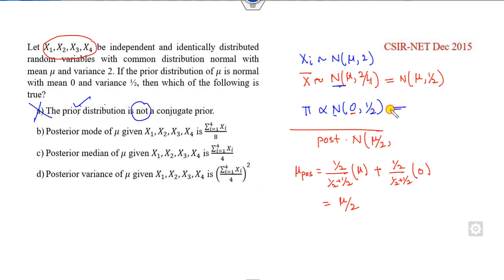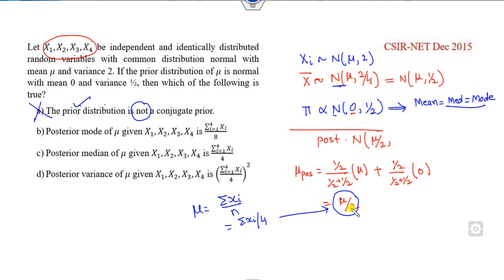Since it is a normal distribution, we all know that the mean, median and mode are all the same. So what is the mean? The mean is mu over 2. What is mu? Mu is the sample mean, sum of xi by n. With n as 4, if I substitute here, it is 4 by 8. So the mode is nothing but the mean, correct? The median is also that, but the option is cancelled.